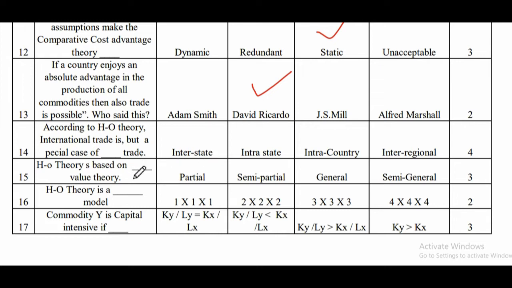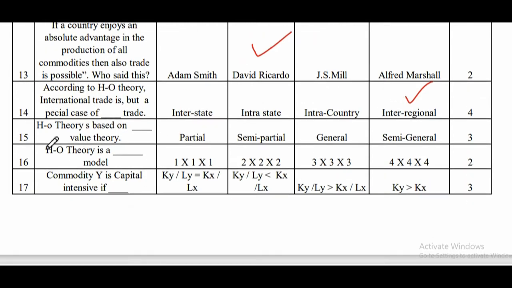Now the next one is, according to the HO theory, international trade is but a partial case of dash trade. Option number 1 is interstate. Option number 2 is intrastate. Option number 3 is intra-country. Option number 4 is inter-regional. Now please remember that the answer is inter-regional.